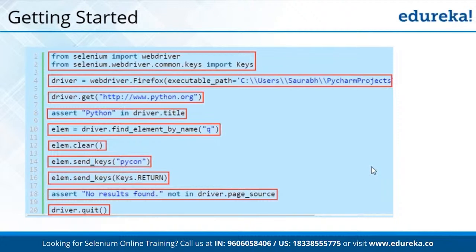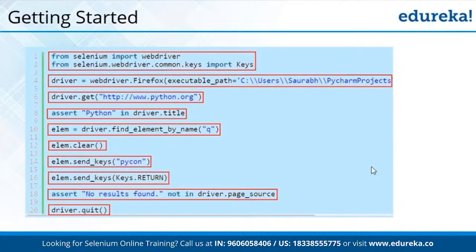Then elem equals driver.find_element by name. So By.NAME, "q". What is this? Basically a locator technique. So we'll come to the locator technique separately. I'll explain each and every aspect of the locator technique in the ongoing session.